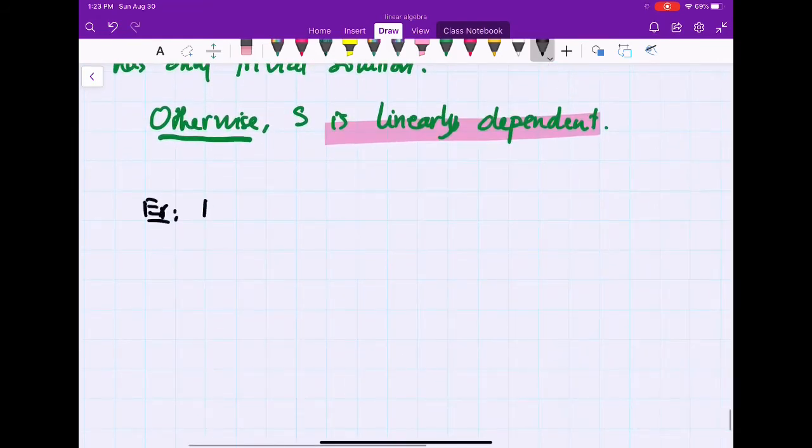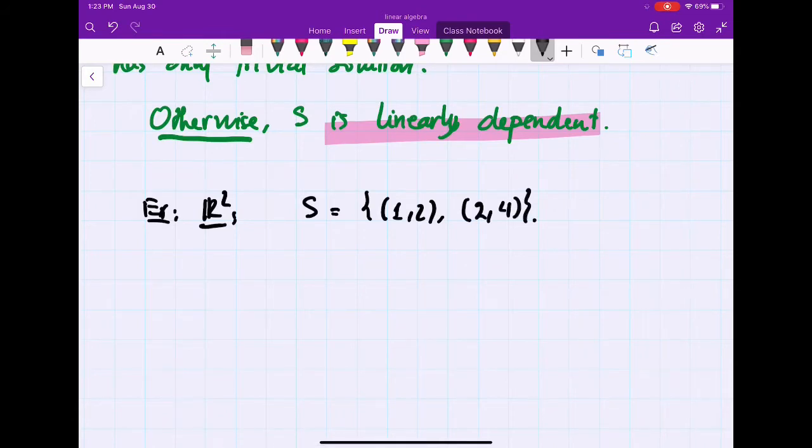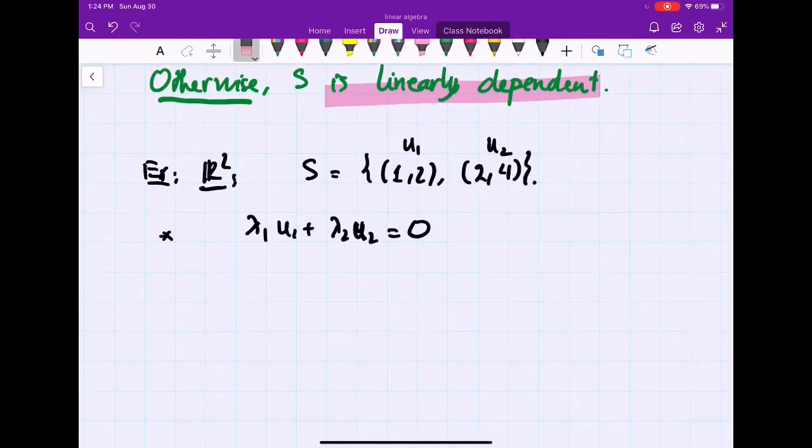The easiest cases are in R2. So you have the set S with vectors (1, 2) and (3, 4). We want to check if S is linearly independent or not. So you have u1, u2 in here. If you want to check that, you need to solve the following system: lambda 1 u1 plus lambda 2 u2 equal to 0. But that means you represent 0 as a linear combination of u1 and u2. Does that make sense? So you need to write this in column form, (1, 2) and (2, 4), equal to (0, 0). You have a homogeneous system.